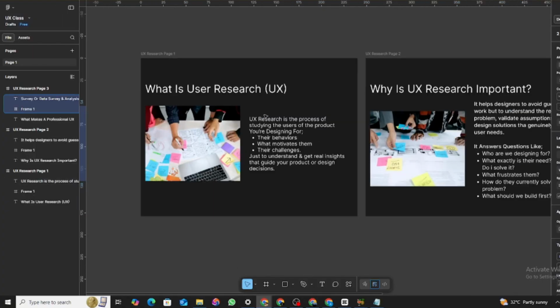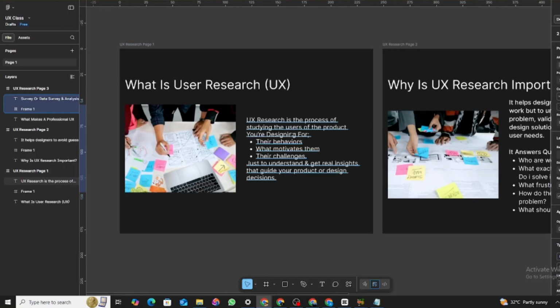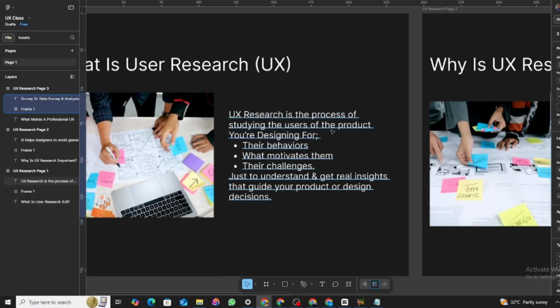User research is the process of studying the users of the product you are designing for. So in this case, you'll be designing for business people, small and medium enterprises that are losing money because they don't have a way of documenting their sales and their revenue. So like I said, UX research is the process of studying the users of the product you are designing for. So you are not doing a random UX research, you are doing it for a particular product, which is an AI powered POS system.